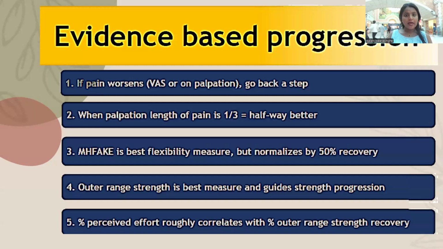We have to follow the evidence-based progression, such as if the pain worsens, we have to go back a step. Then when the palpation length of the pain is 1/3 or halfway better, we consider we are successful in that particular rehabilitation process. Then maximal hip flexion and active knee extension is the best flexibility measure but normalizes by 50% recovery. Finally, outer range strength is the best measure and guides strength progression.